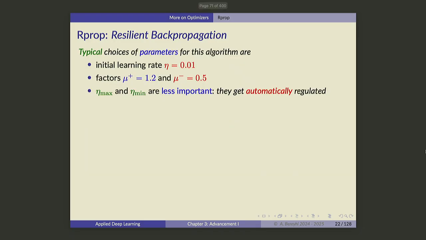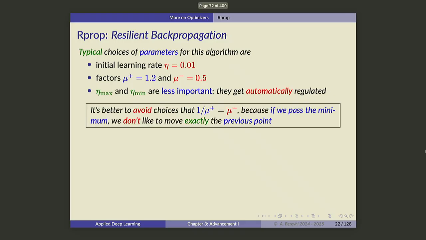Questions? No question? Okay, so these are classical choices for mu plus and mu minus. 1.2 is a classical choice for increasing. Half is a classical choice for reducing. Usually eta max and eta min are less important because, in practice, it's very unlikely that you always keep the same sign. You're going to jump at some point, and the explosion is not really going to happen. But you can keep some large number for them as well.